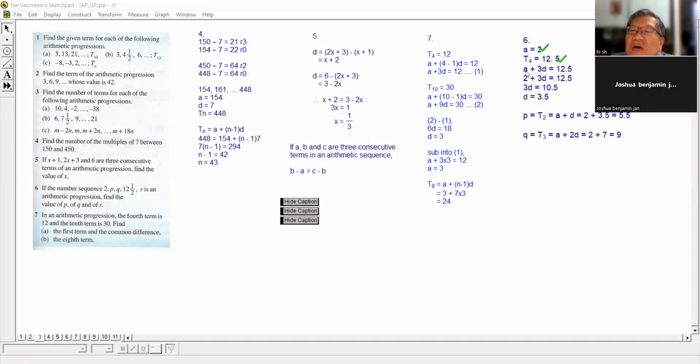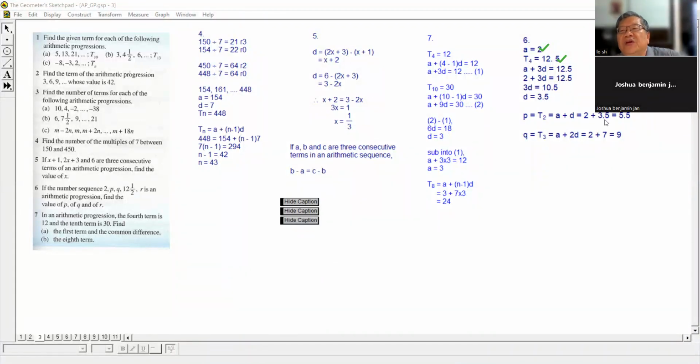Okay, so A is 2. So I replace the A with 2. 3D, I don't know, just leave it as 3D. Then I try to solve for the value of D. So bring the 2 over, becomes 10.5. Then 10.5 divided by 3. So I know the D is 3.5. So these things you can use your calculator. You can use your calculator to count. 10.5, then divide by 3.